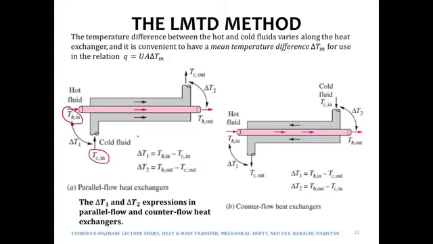Does it remain the same throughout? No. At exit, the cold temperature rises to Tc out, whereas the hot temperature reduces to Th out. If you recall the temperature profile of the parallel flow heat exchanger, the temperature of the hot fluid was coming down, whereas the temperature of the cold fluid was going up. So the temperature difference in fact would be maximum at the inlet, and minimum at the exit of a parallel flow heat exchanger.